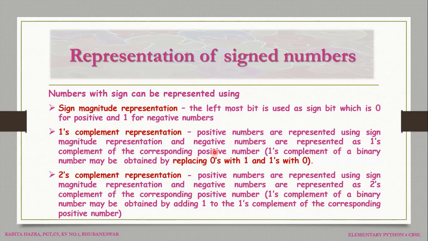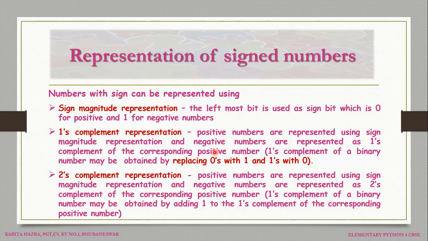Numbers with a sign can be represented in binary form using either sign magnitude representation, 1's complement representation, or 2's complement representation. In sign magnitude representation, the leftmost bit is used as a sign bit, where 0 is used for positive and 1 for representing negative sign. Sign magnitude has some problems, like the sum of a positive and negative number does not yield 0. That means -2 and +2 in sign magnitude representation do not result in 0. And also there are two representations for 0.